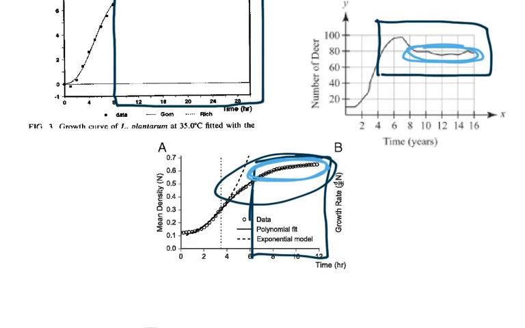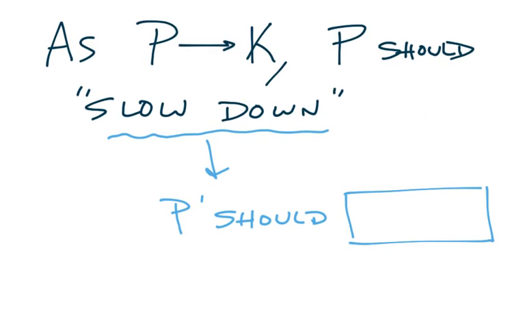So to fill in this box that I've drawn down here, to fill in the blank, what does a derivative look like for a function that should be leveling out? All right, so I want you to pause the video, take a minute, think about what should go in this box here. Where should p prime go so that our function levels out?